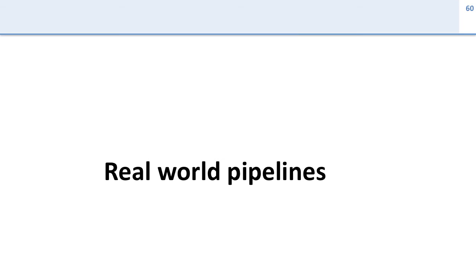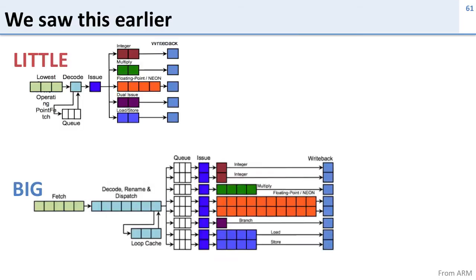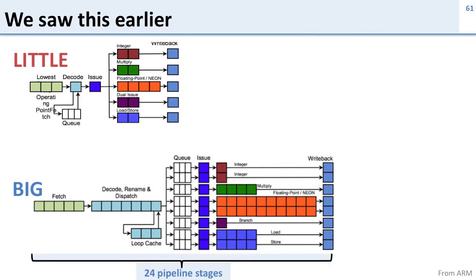So now let's talk about some examples of real-world pipelines. So you saw this earlier in the course. In fact, you saw this in the first lecture. Here's ARM's big and little pipeline designs. And now you should have a better understanding of what's going on here. So the big pipeline has 24 stages and the little pipeline has 10 stages. You should be able to think about this and figure out something about what this means.